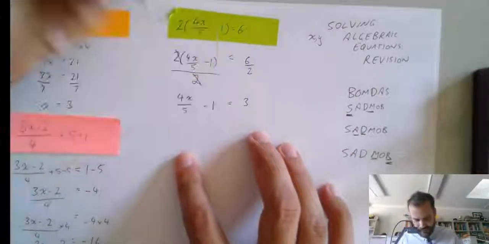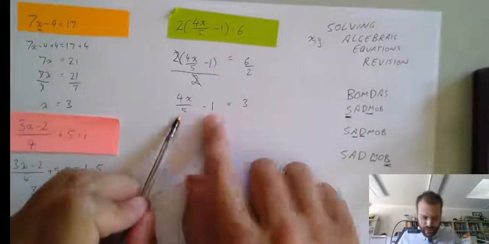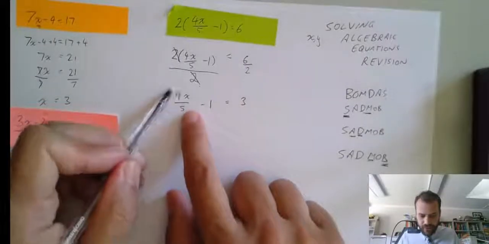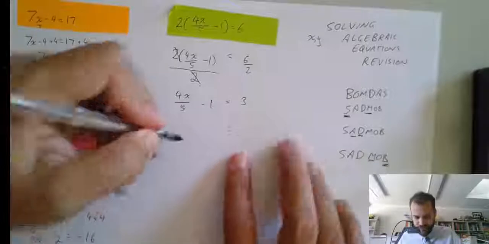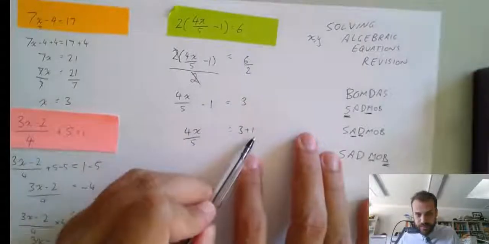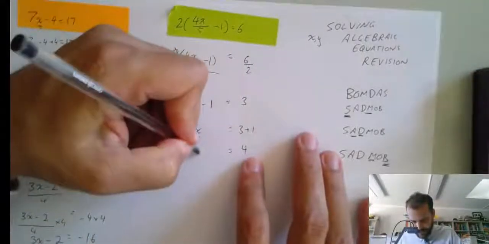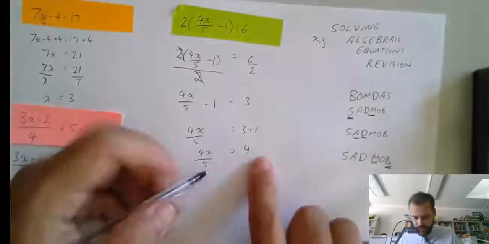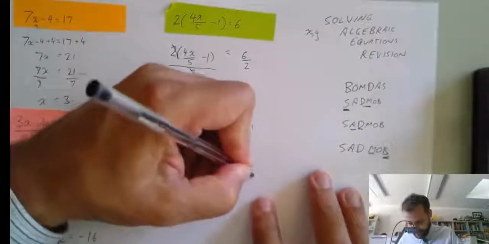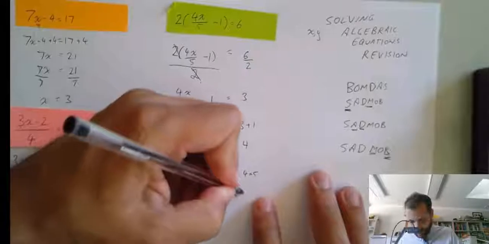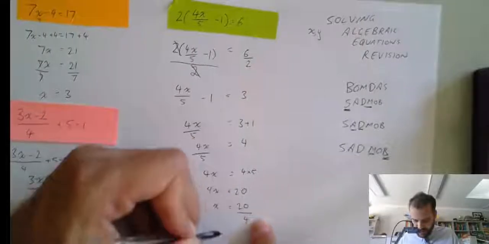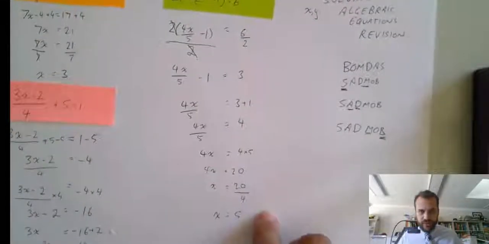Now, this is looking a lot like the previous one. Now we have a subtract 1, we have a divide by 5, and we have a multiply by 4. So we have to get rid of this subtract 1. 4x on 5 minus 1 plus 1, 3 plus 1. 4x on 5 equals 4, multiplied by 5, 4x equals 20, and then x equals 20 divided by 4, x equals 5.